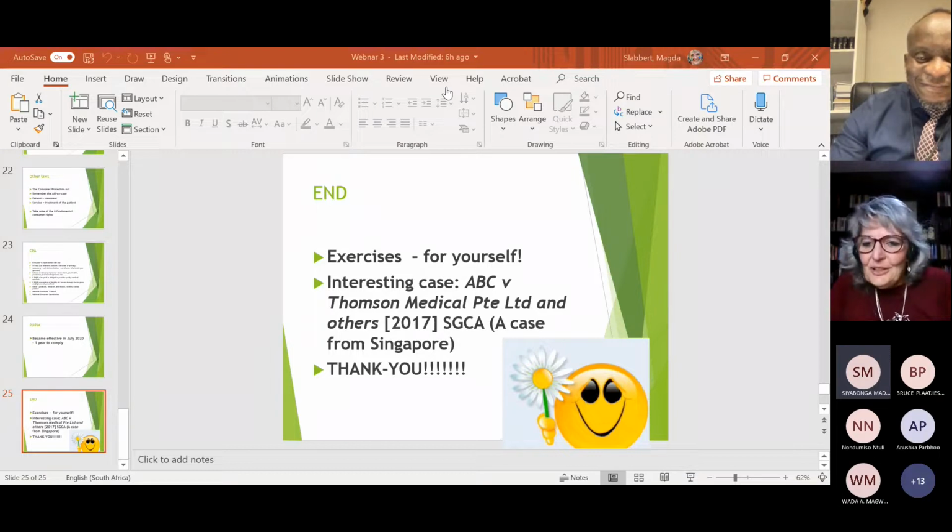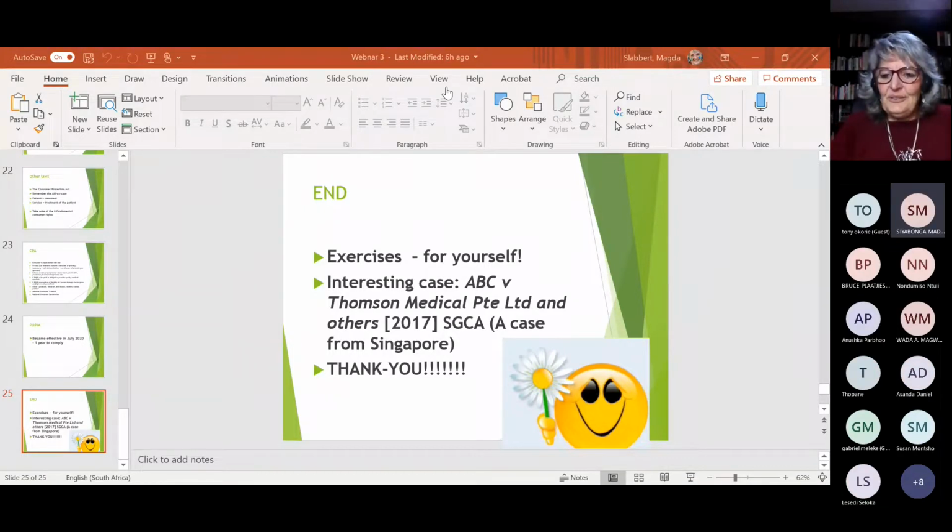Okay. Non-Dumiso and Thuli, I see your hand is up.